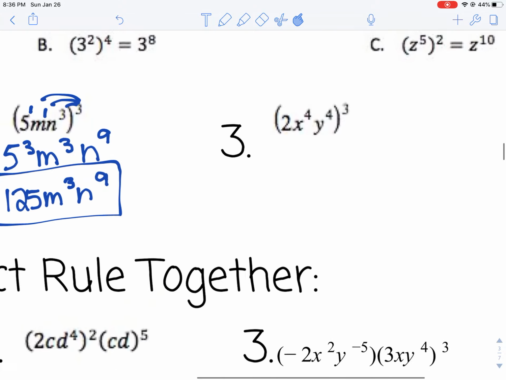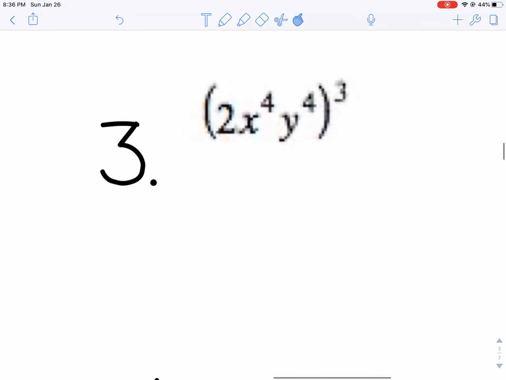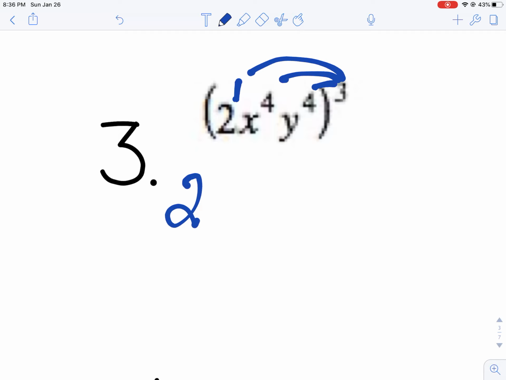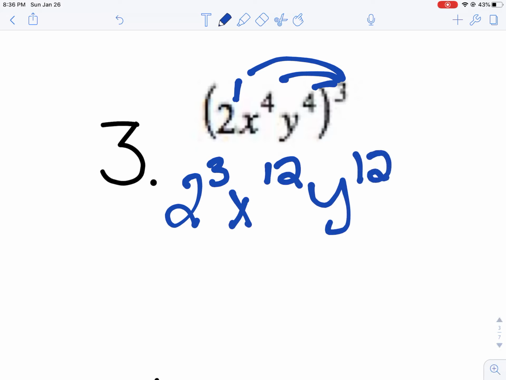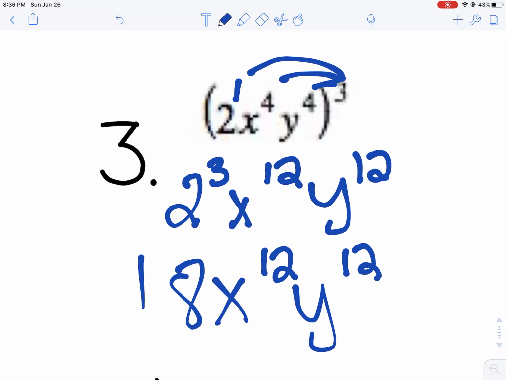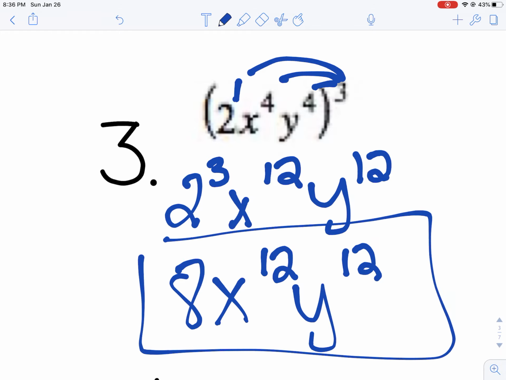All right, the very last one, 2 x to the fourth, y to the fourth, all raised to the third power. So I've got to distribute that 3 to every single exponent. So that gives me 2 to the third, x to the 12th, and y to the 12th. 2 to the third is like 2 times 2 times 2. So that gives me 8 x to the 12th, y to the 12th. And then I'm done.